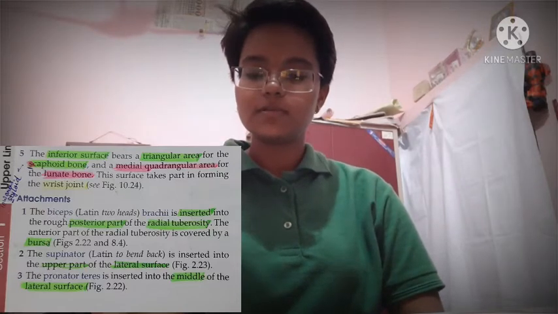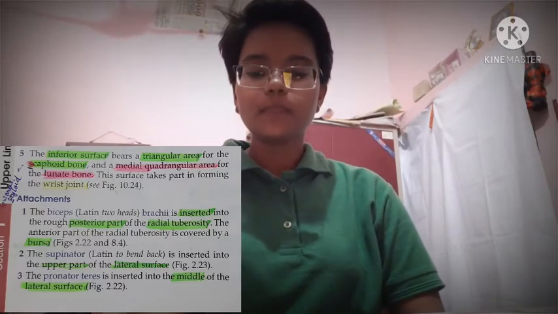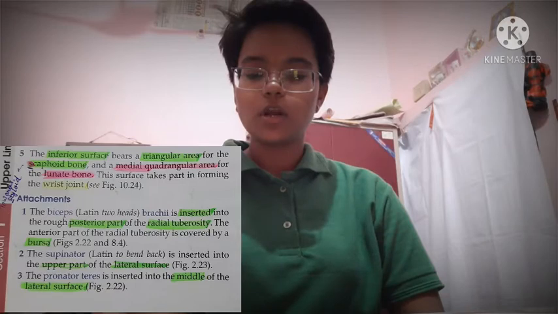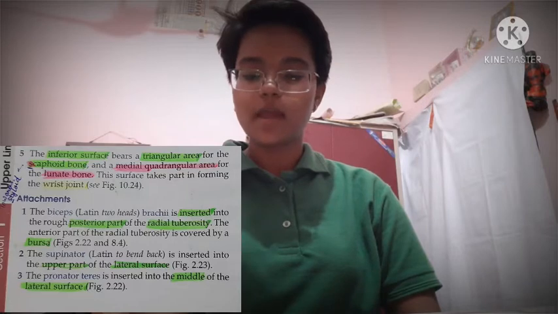Attachments. The biceps brachii is inserted into the rough posterior part of the radial tuberosity. The anterior part of the radial tuberosity is covered by a bursa.